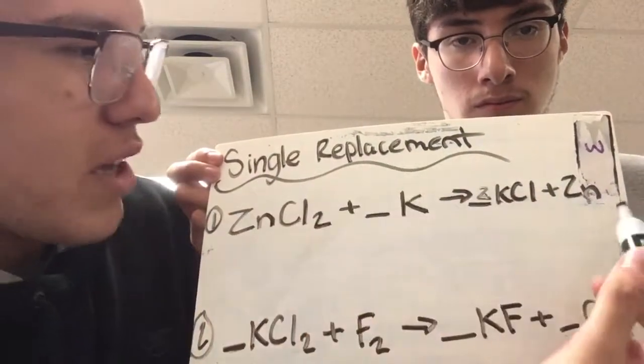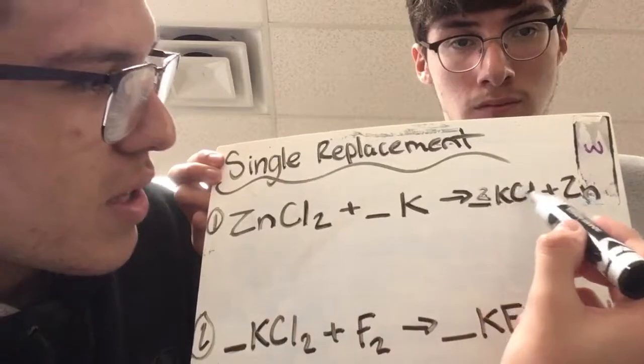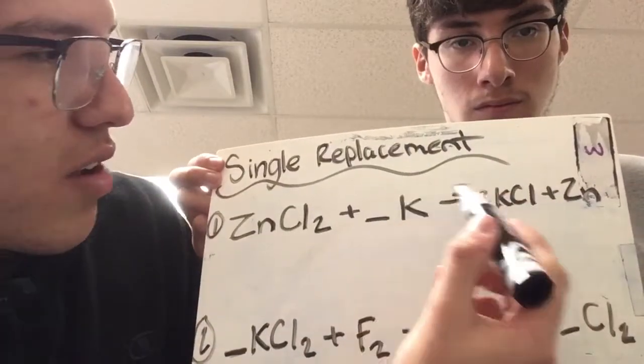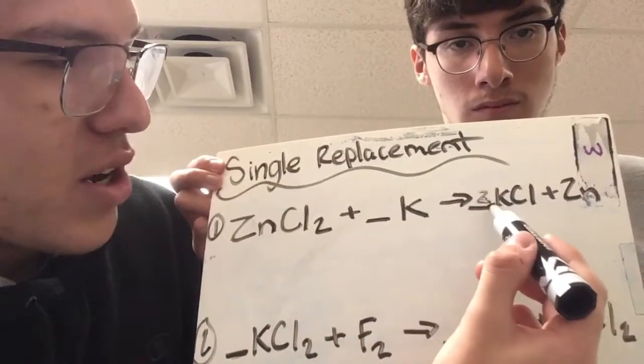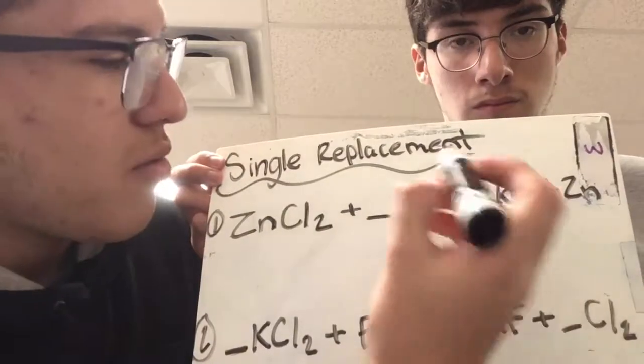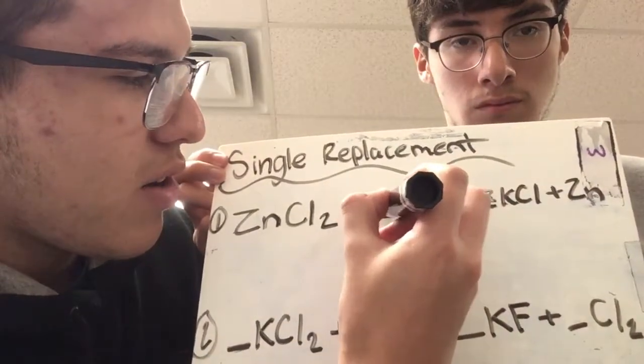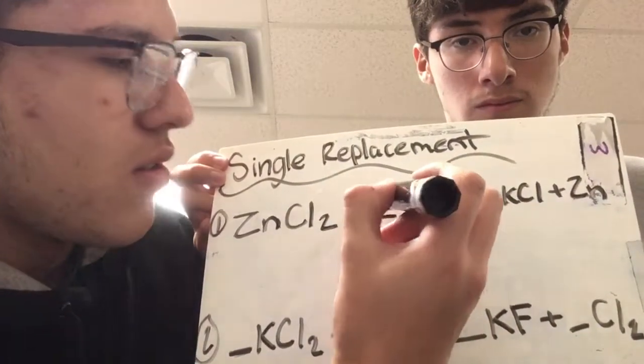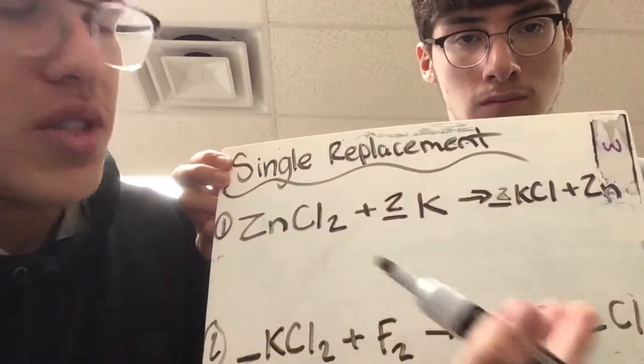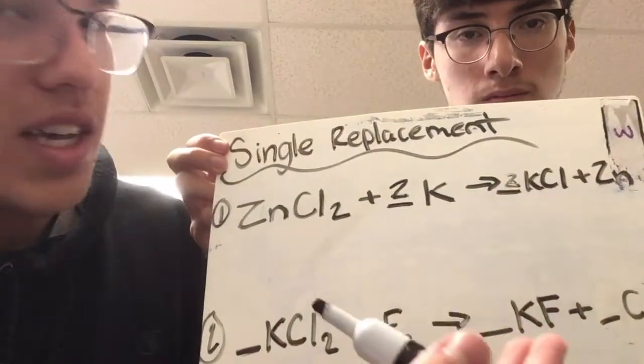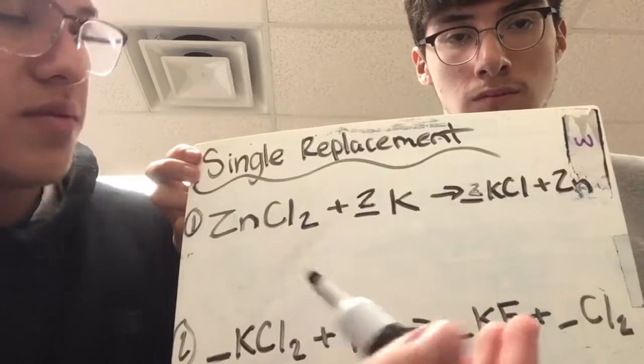So now you go back. Zinc, balanced. Cl2, this is balanced. And then there's K. Wait, there's 2 Ks over here. So in order to balance it out, we add another 2 right here. And so now your whole entire equation is balanced and satisfies the law of conservation of mass.